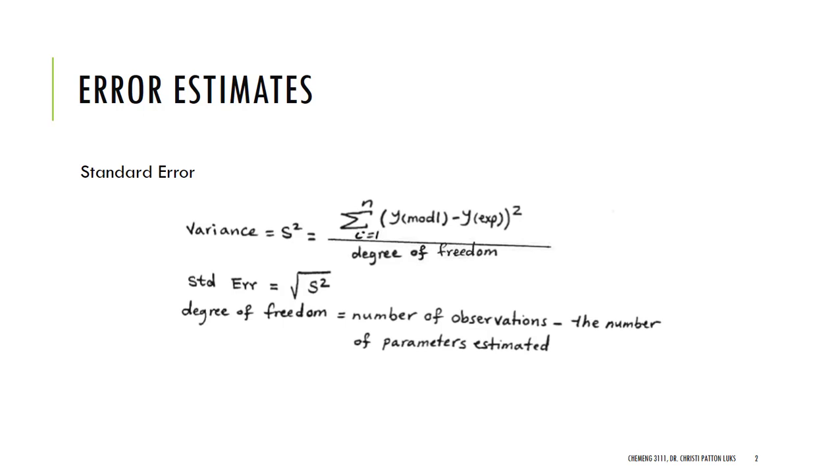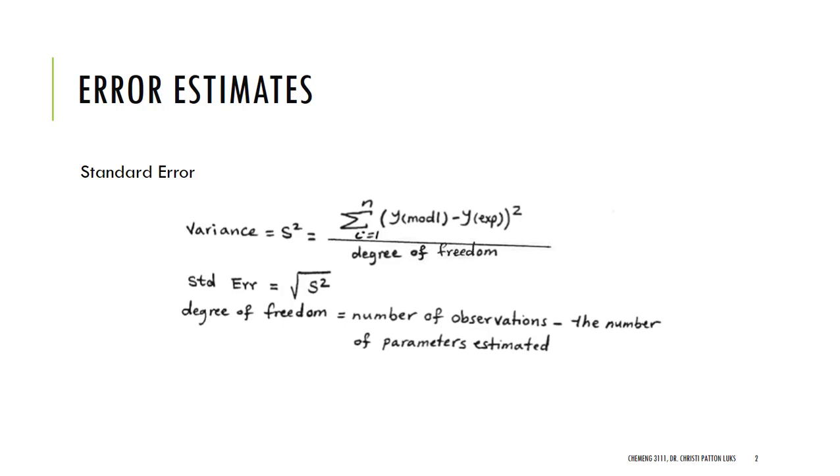So the first of these is the standard error, and I believe you've probably seen this in a statistics course or in other classes where you've discussed statistics. The variance for a data set is the difference between our y estimate, our model, minus the experimental. If we square those and add up that sum of squared differences and divide by the number of degrees of freedom, that is the variance.